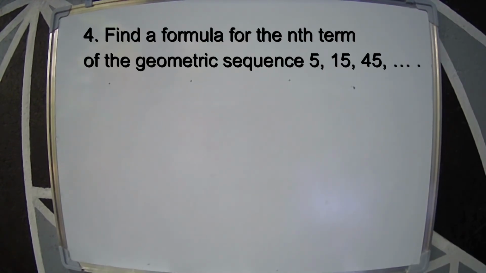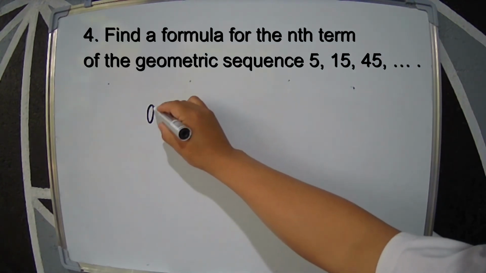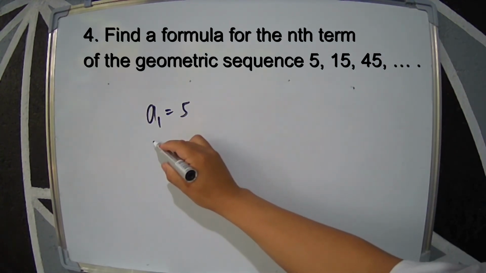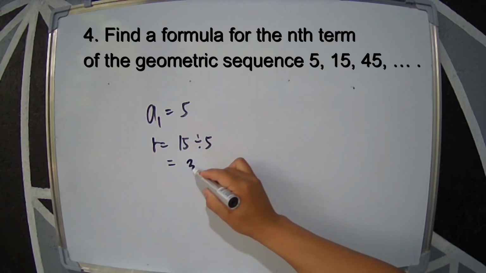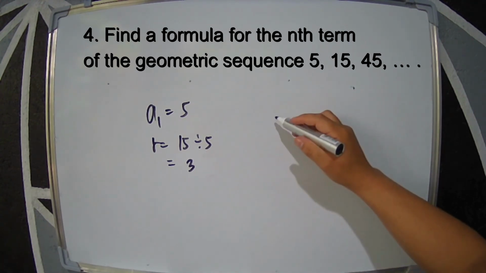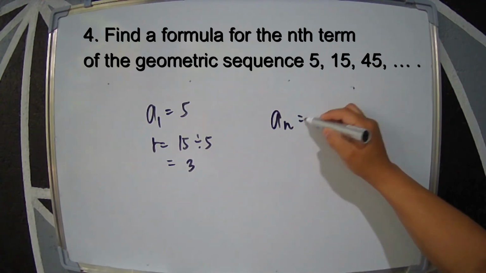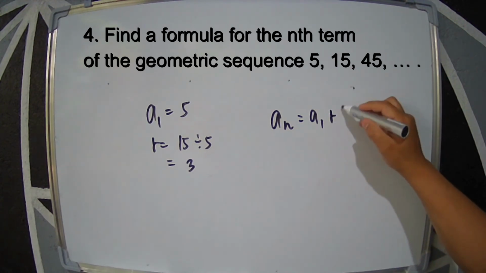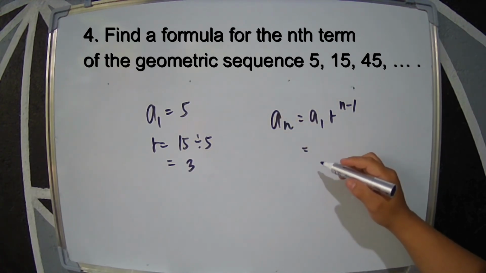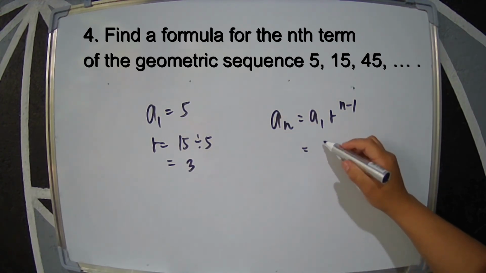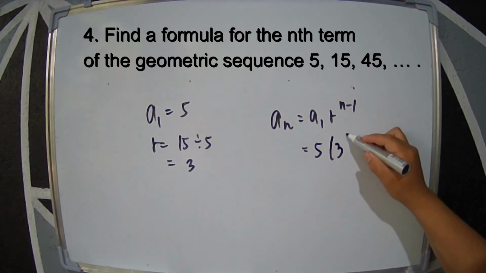Number 4. Find a formula for the nth term of the geometric sequence 5, 15, 45. Okay, so here the first term is 5. The common ratio is 15 divided by 5, that is 3. So using the nth term of a geometric sequence, a sub n is equal to a sub 1 times r raised to n minus 1, the nth term of the given sequence is equal to a sub 1, which is 5, times r, which is 3, raised to n minus 1.